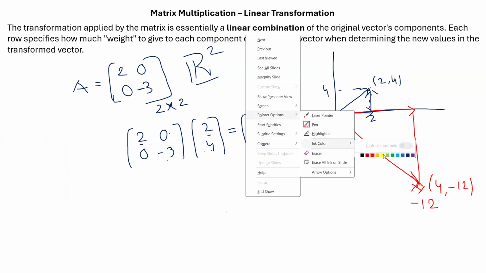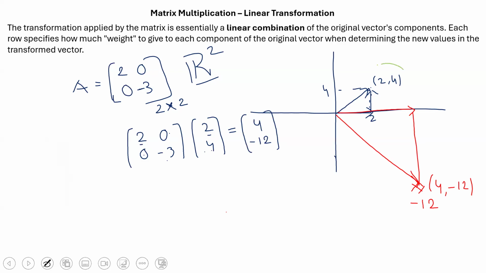Let's carefully observe a few things. This is the original point, and this is multiplied with this matrix, and this is the resultant point, which is the transformed point. That's good. We understood something out of this, right? Now let's understand this intuitively.